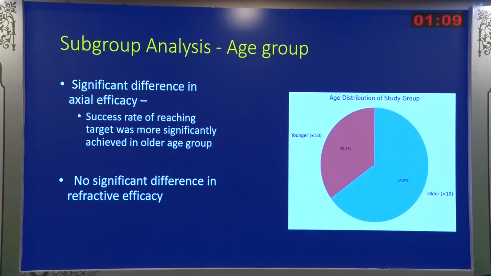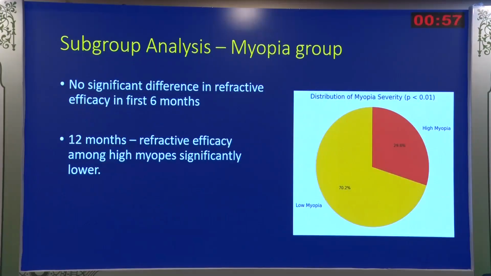Among the different age groups, the lower age group had a lower efficacy. So probably that is because emmetropization is already going on and their rates of myopia progression are much faster as compared to the older age group. Among the myopia groups, we saw that they worked better in the lower myopia groups, but that was statistically significant, but in the high myopia group also they have got good efficacy.